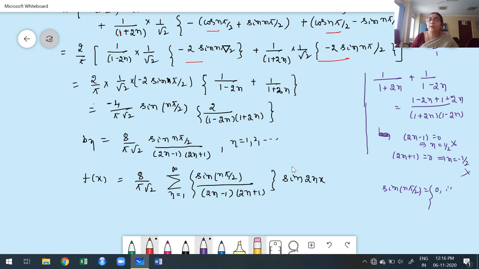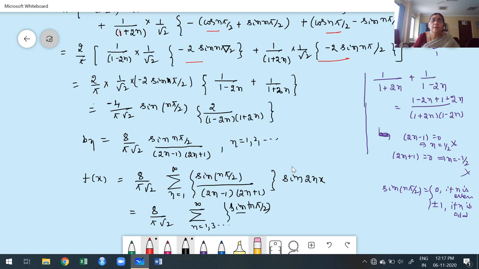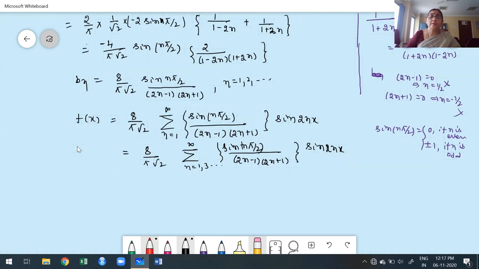0 if n is even, plus or minus 1 if n is odd. Therefore it is not necessary to take even cases here, because sine n pi by 2 is 0, meaning the entire product must be 0. If we want to simplify further, this is nothing but n ranging over only odd values 1, 2, 3, etc. to infinity, because sine n pi by 2 is 0 for even n, so the entire term must be 0. Sine of n pi by 2 divided by 2n minus 1 into 2n plus 1 into sine of 2nx is the required half range Fourier sine series.